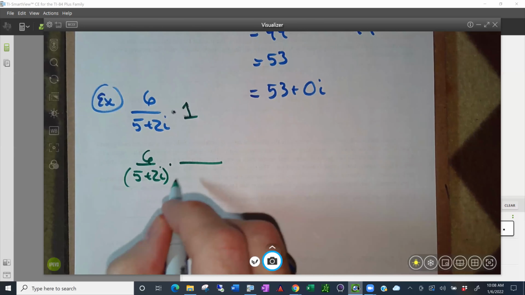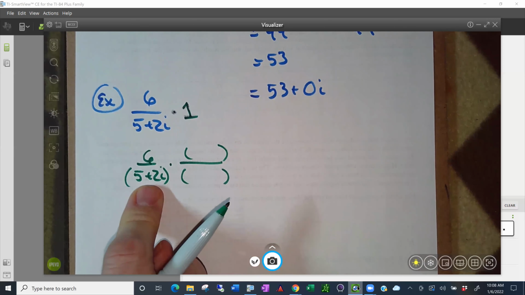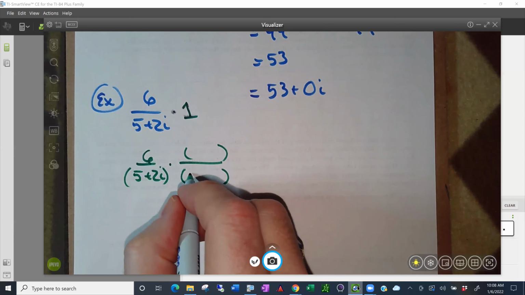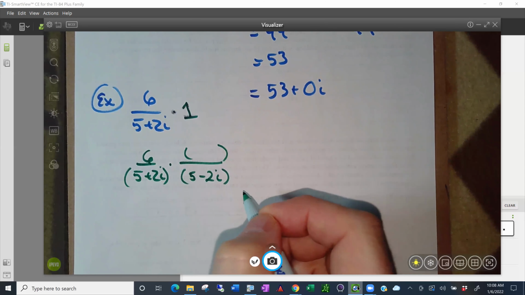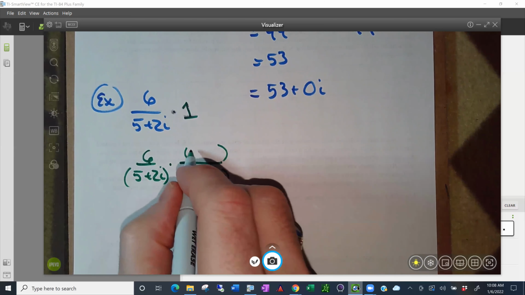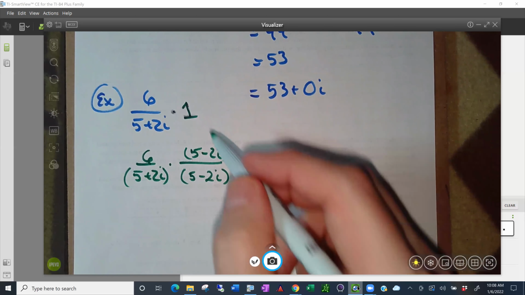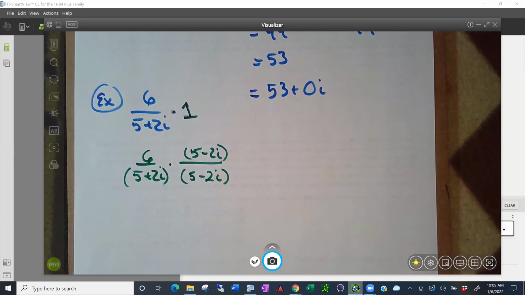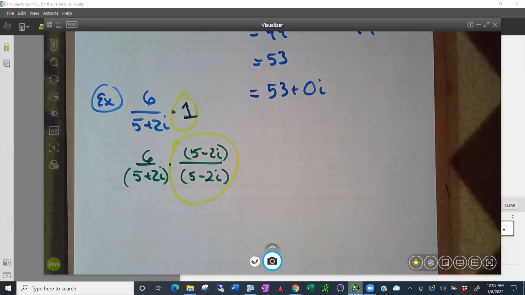Now see if you can write down the conjugate before I do. What's the conjugate of 5 plus 2i? Well, bonus points to you if you said 5 minus 2i. Now, I'm not just going to multiply by 5 minus 2i in the denominator. I have to multiply by 5 minus 2i in the numerator. So that effectively, something divided by itself is 1. So I'm okay there.